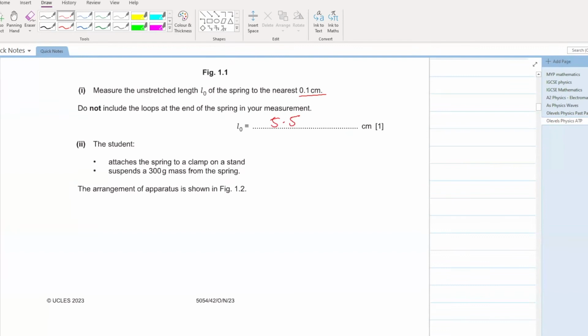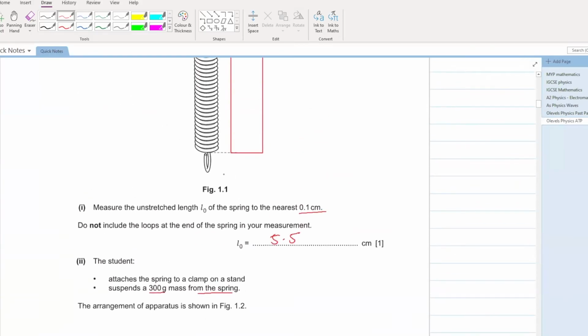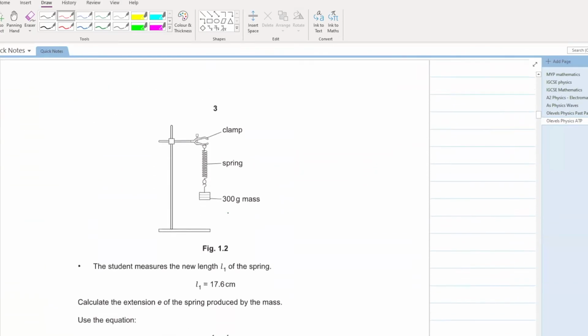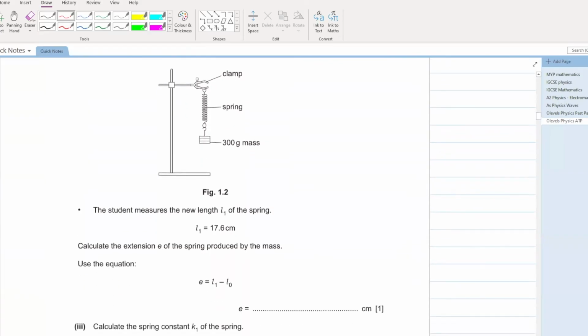The student attaches the spring to a clamp on a stand and suspends a 300 gram mass from the spring. The arrangement of the apparatus is shown in figure 1.2. So we have this apparatus. The student measures the new length L1 of the spring. L1 is 17.6 centimeter.